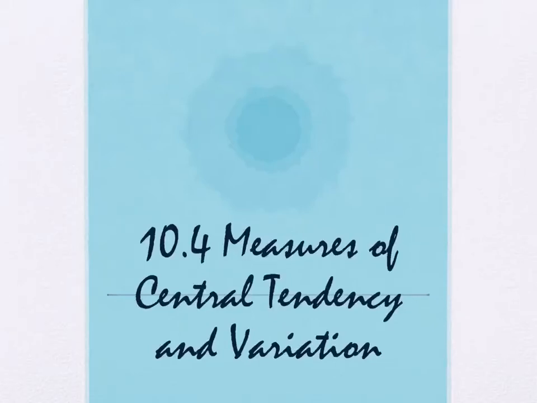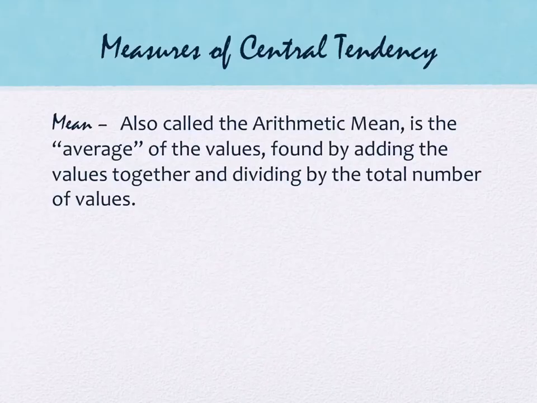All right, section 10.4, we're going to be taking a look at measures of central tendency and variation. This phrase, measures of central tendency, you've probably heard that described as averages in some fashion or another. So we're going to look at three specifically, different types of measures of central tendency.